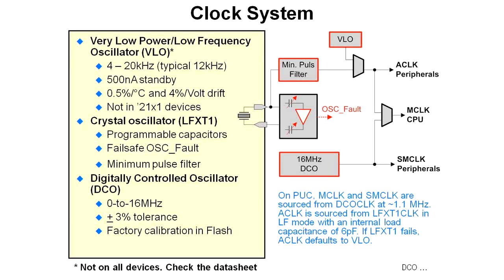So on power up, the M clock and the SM clock are sourced from the DCO, and those are running about 1.1 megahertz or so. Those haven't been calibrated. The A clock gets sourced from the low frequency crystal clock with an internal capacitance of 6 picofarad. If that fails, the A clock will default to the VLO. So those are the default parameters. We are probably going to set those up just a little bit differently than that.